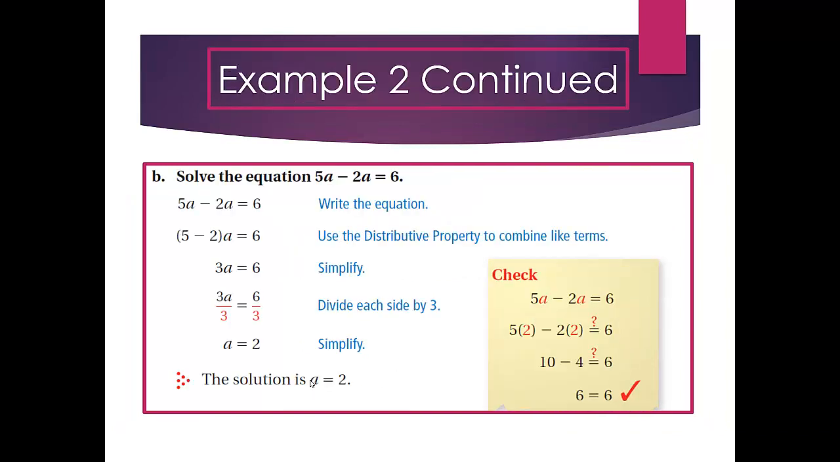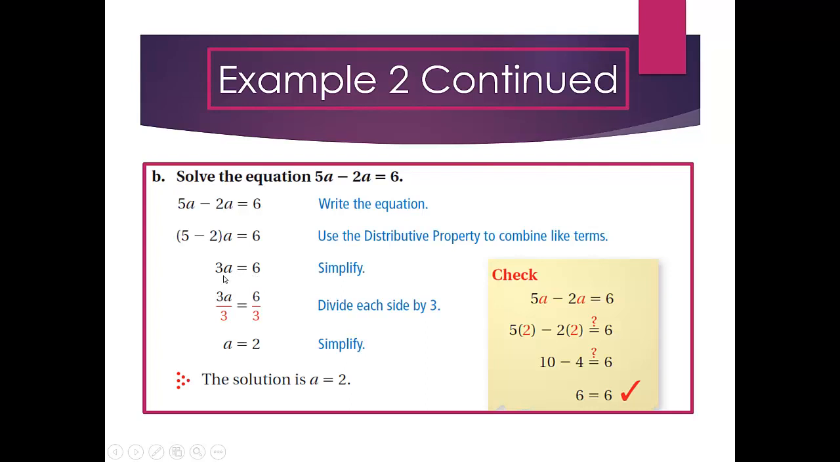Now for B, we have solved the equation 5a minus 2a equals 6. Once again, we're going to combine like terms. We have 5a minus 2a. We can combine those by saying that we have 5 minus 2, and then we would multiply that answer by a, and that would be equal to 6. 5 minus 2 is 3, and 3 times a would be 3a, and that would be equal to 6.